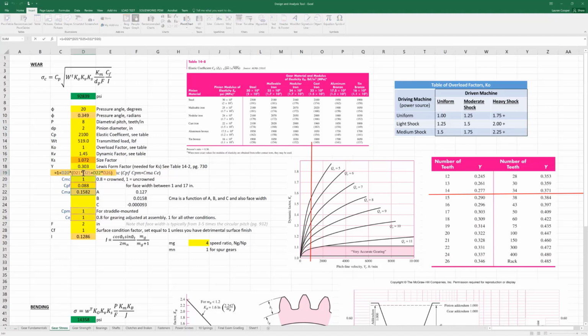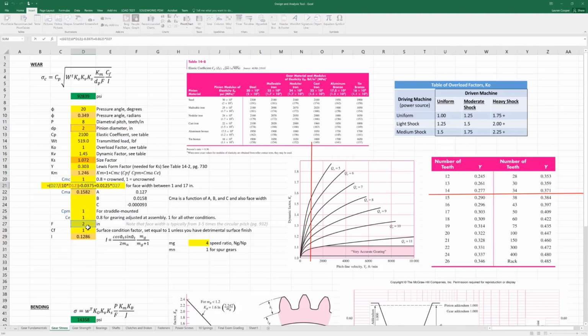Km, this factor depended on 5 subfactors. So CMC is crowned versus uncrowned teeth. For our purpose, we're going to be looking mostly at uncrowned teeth. So CMC will usually be 1, but you should have this little note to yourself in case you do see a crowned tooth in a problem.